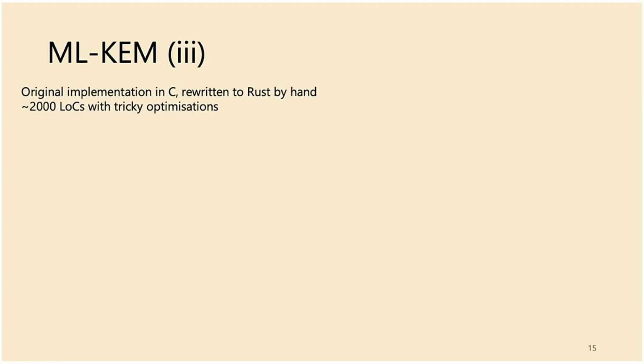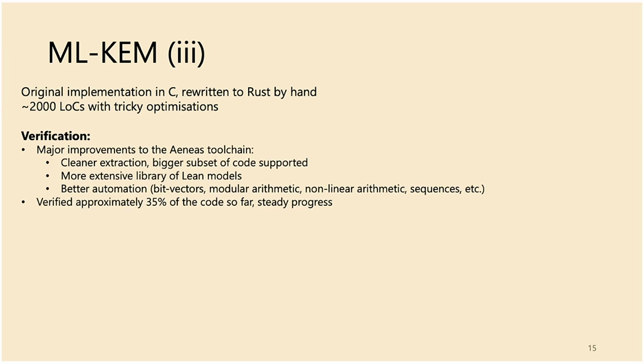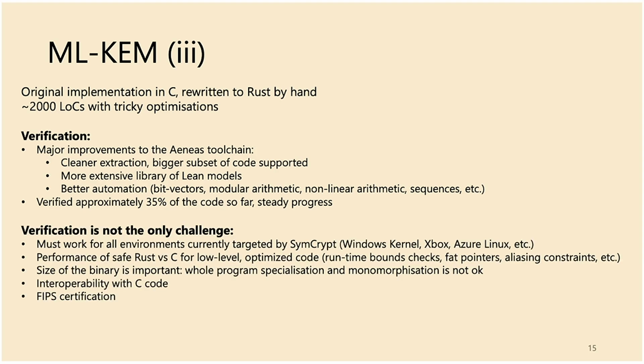So that's the methodology. The original implementation was written in C, and it was rewritten to Rust by hand, leading to approximately 2,000 lines of code with, once again, tricky optimizations. Most of the work has been spent so far on improving the toolchain to have more models of the standard library, to have more automation. But the verification of the code itself is steadily moving forward, and we have verified 35% of the code so far. As I said, verification is not the only challenge.